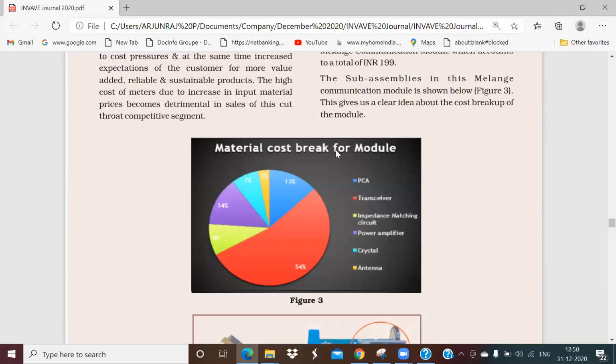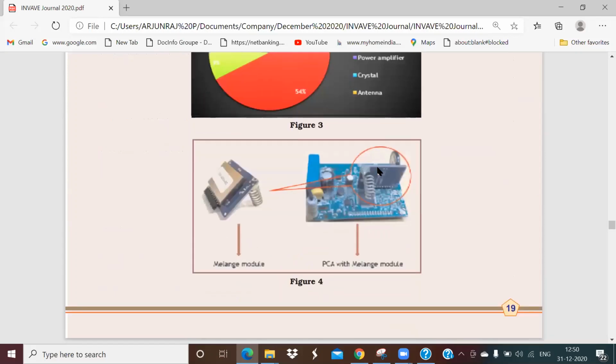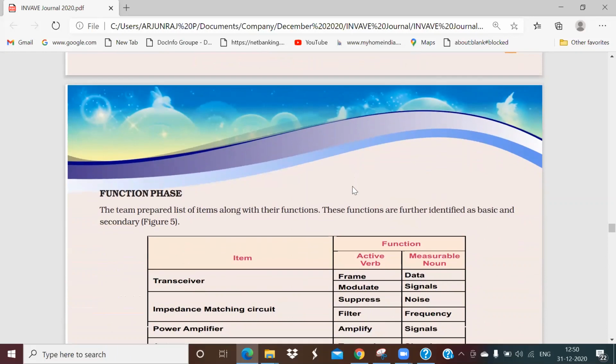Here is the material cost breakup, how almost 54% goes to the transceiver, and they have different components: amplifier, impedance matching circuit, antenna, crystal. This is the circuit for the particular electronic device.